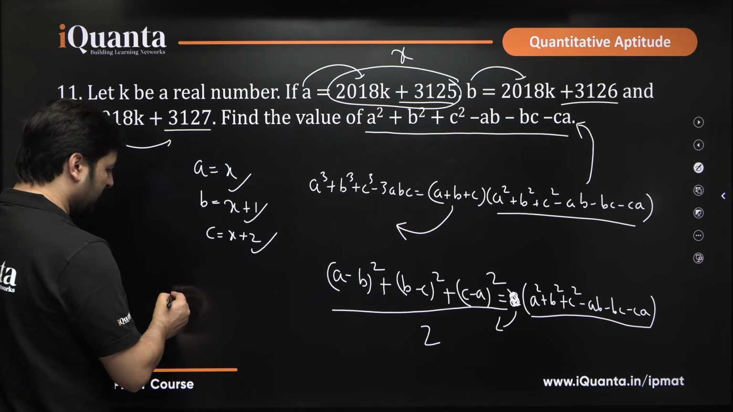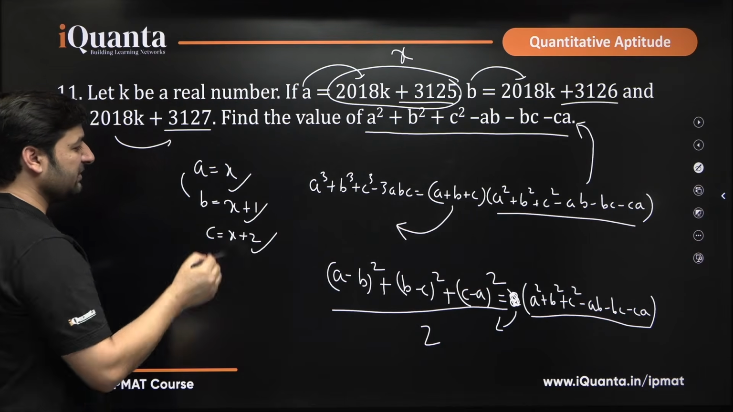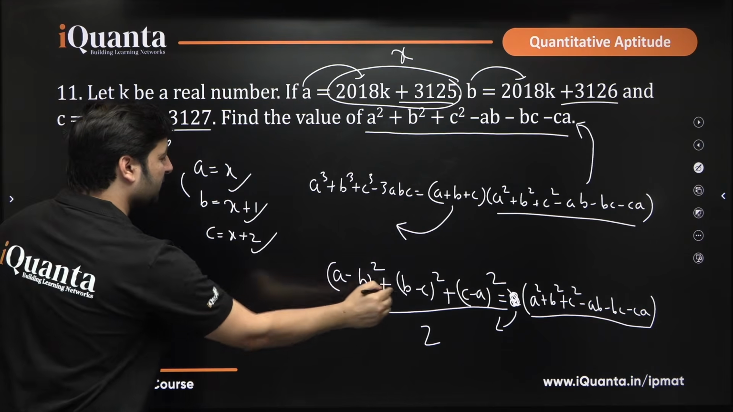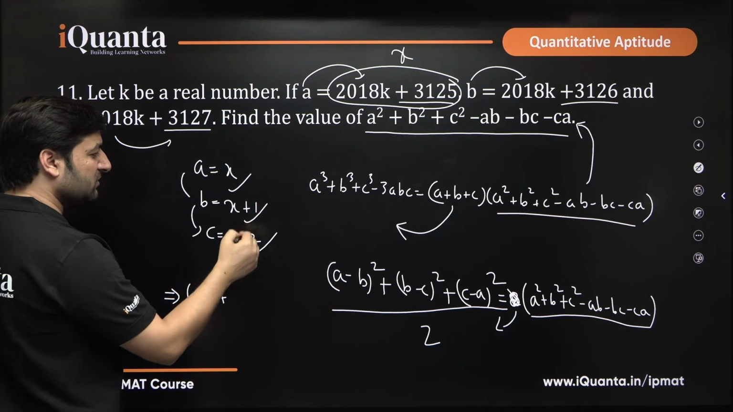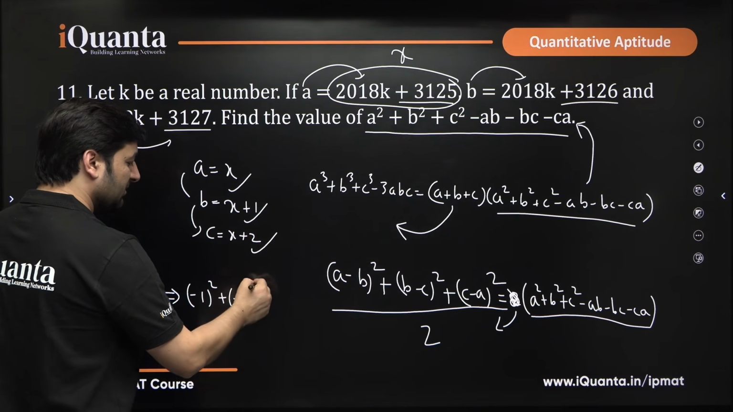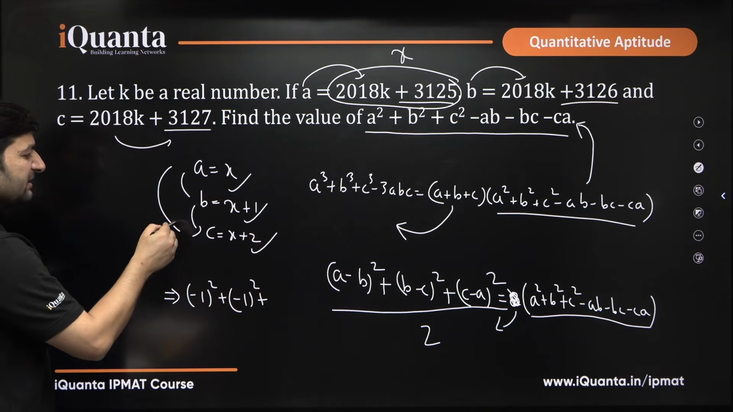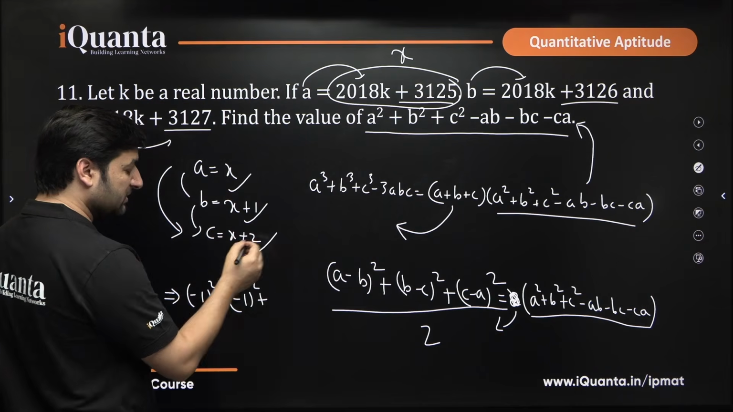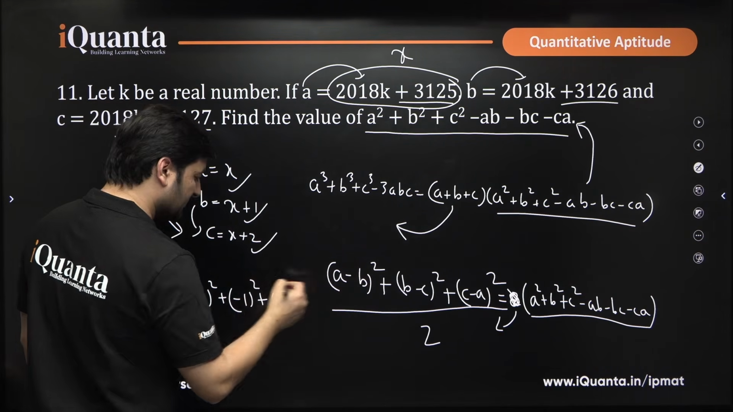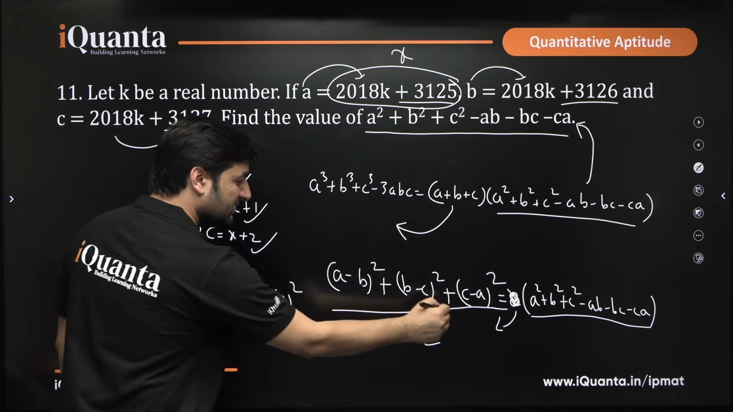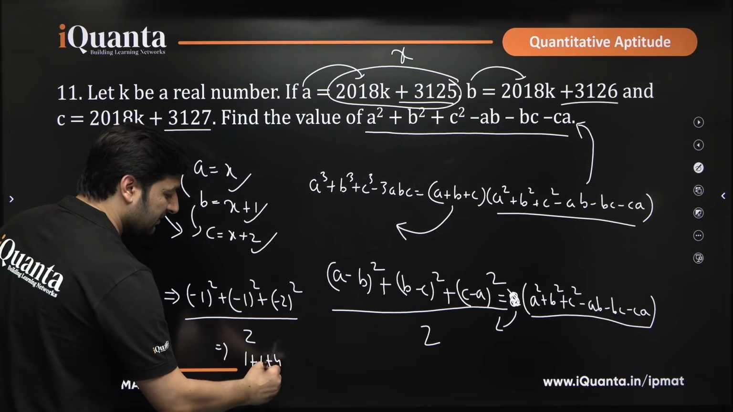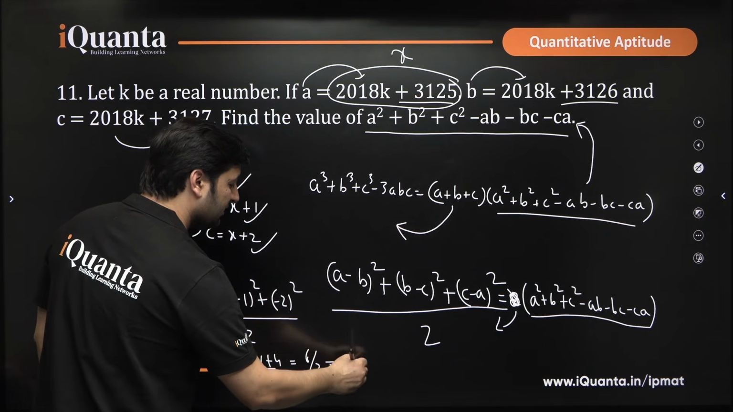Let's find out the value of a minus b. A minus b, that means the difference between these two. So x minus (x plus 1), that is minus 1, whole square. What will be the value of b minus c? B minus c again has a difference of 1, x plus 1 minus (x plus 2) will give you minus 1, again square, plus c minus a. C minus a has a difference of 2, x minus (x plus 2), that will give me minus 2, whole square. So (a minus b) square is this, (b minus c) square is this, (c minus a) square is this. I will divide this thing by 2. What do I get? 1 plus 1 plus 4 divided by 2, that gives me 6 divided by 2, that gives me 3 as my answer.